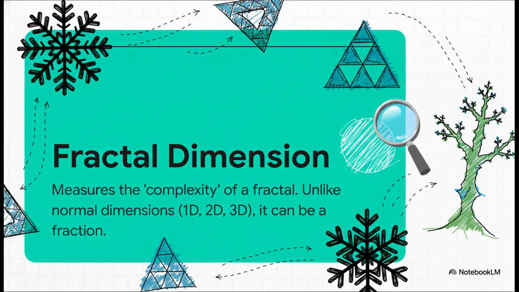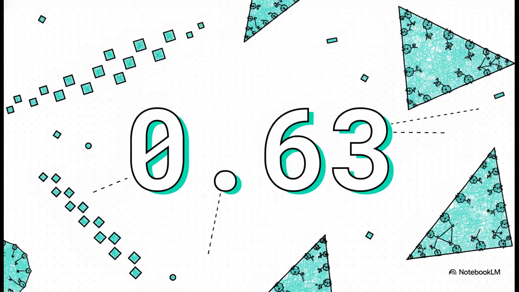Our old ideas of length, width, and height just don't apply. So mathematicians came up with something called fractal dimension. It's not about how long something is, it's about its complexity. It's a measure of how good it is at filling up space, even when it's full of holes. So what does that mean for our Cantor set? Well, it's not 1D like a line, and it's not 0D like a single point. It's somewhere in between. It has a fractal dimension of about 0.63.